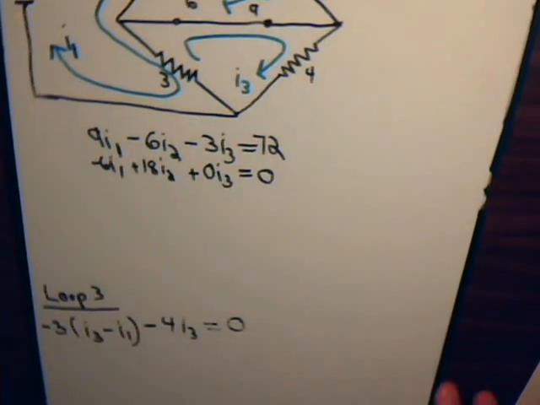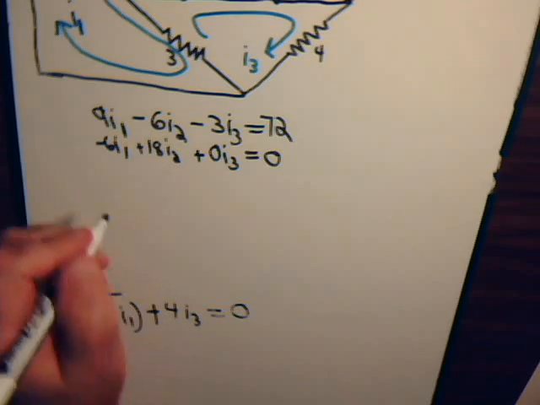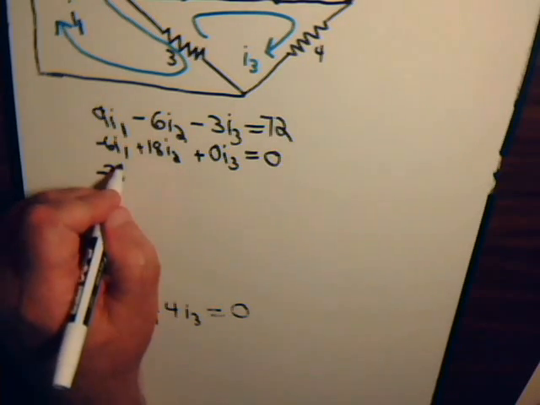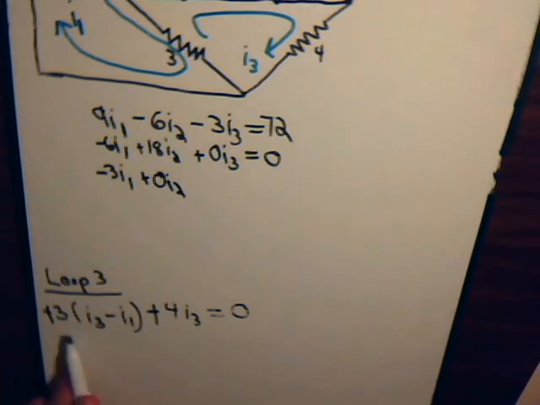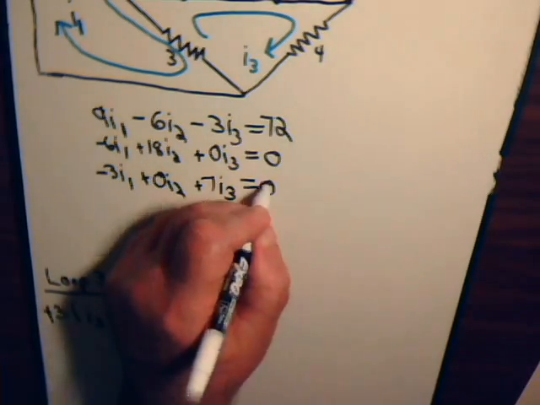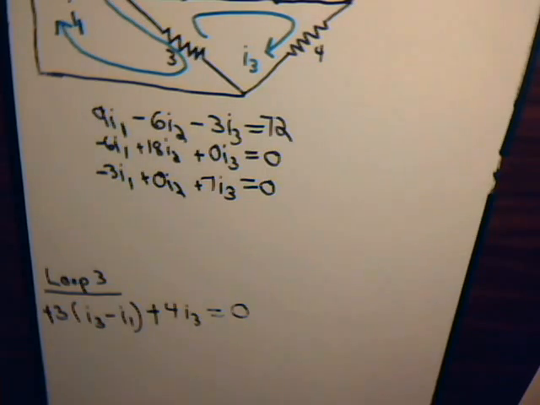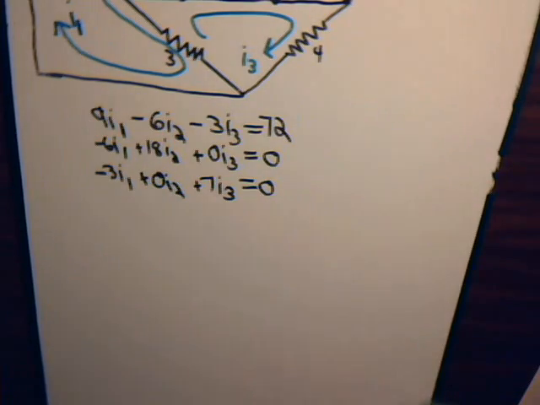Okay, and from loop 3, multiply both sides by negative 1, minus 3I1. There is no I2 there. And 3 plus 4 is 7I3 equals 0. Okay, now, again, three unknowns, three equations. We want to determine I2 and I3. That's the extent of our interest. And remember what we did in the previous videos. We can solve these using matrix determinant methods.